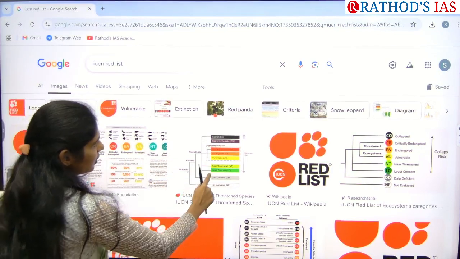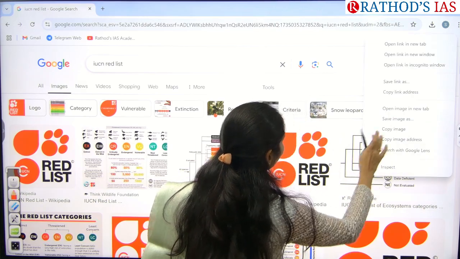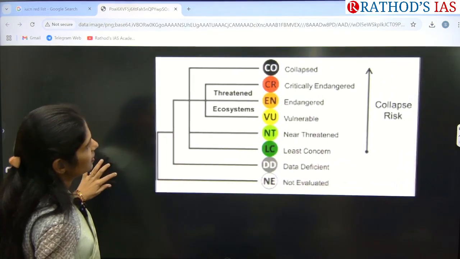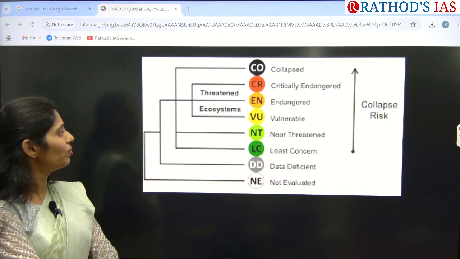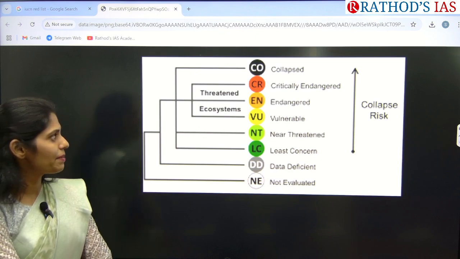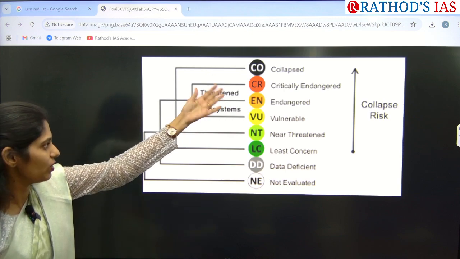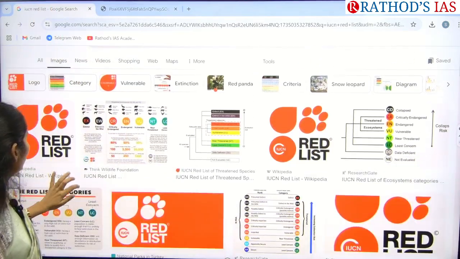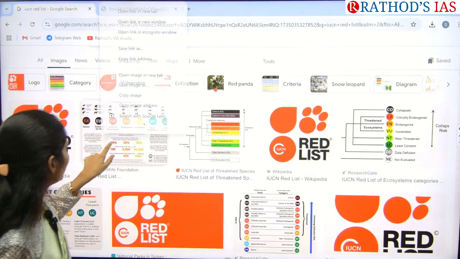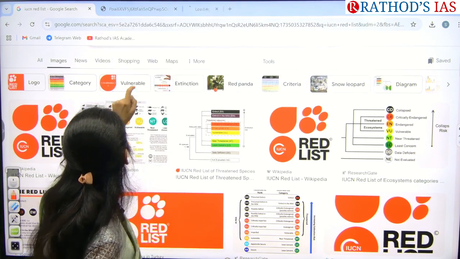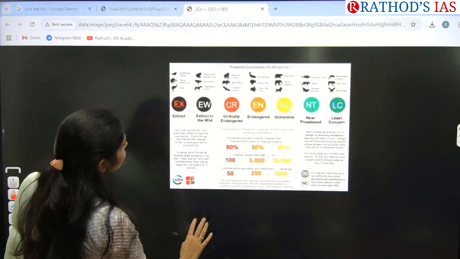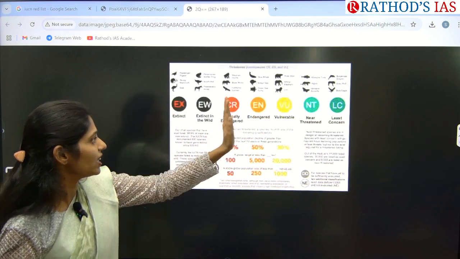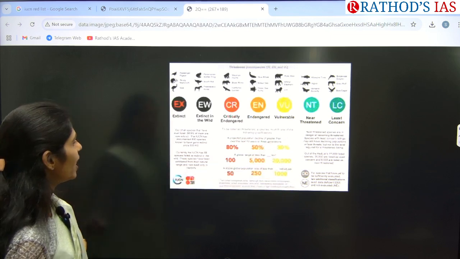So here you can see, okay, see here. We have these many categories. Tell me how many? Collapsed, critically endangered, endangered, vulnerable, near threatened, least concern, data deficient, not evaluated. Okay, one minute. Actually it is not clear. So we have extinct and we have extinct in wild. So we have critically endangered, vulnerable, near threatened, and least concern. So these are our IUCN categories.